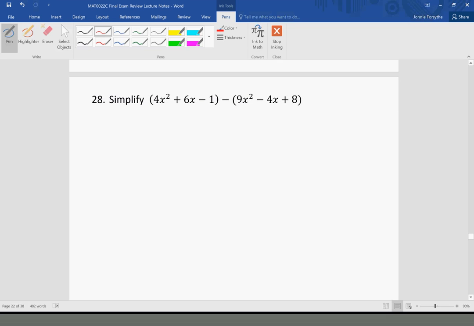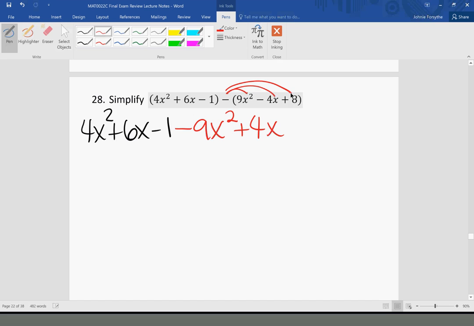28. So we're going to simplify. We're subtracting polynomials. So when you subtract polynomials, the first polynomial, you can just drop the parentheses and rewrite it. But the second one, you want to distribute that negative. So you're basically changing all the signs. This will become minus 9x squared plus 4x minus 8. And then from there, you're going to combine like terms.